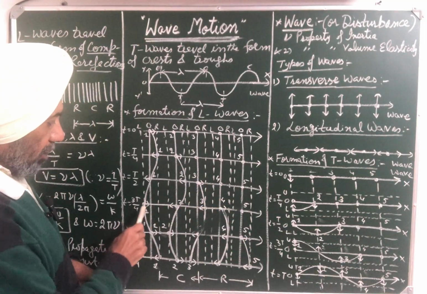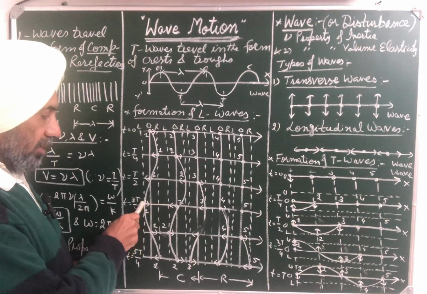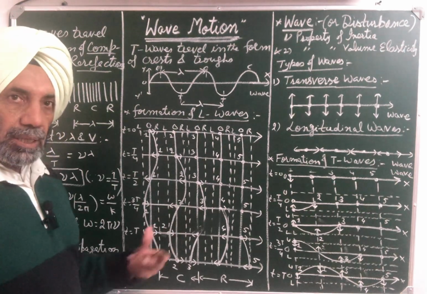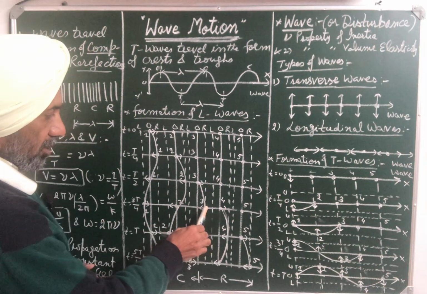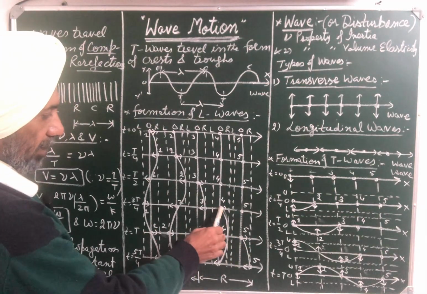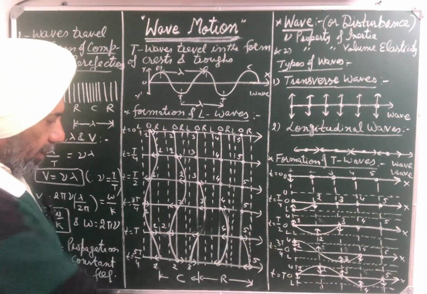At t equal to 3T/4, particle 1 reaches the left extreme, meaning it completes 3/4 of vibration. Particle 2 reaches the mean position, completes half vibration. Particle 3 reaches the right extreme, meaning 1/4 vibration. Particle 4 is just disturbed, 5 is still at rest.